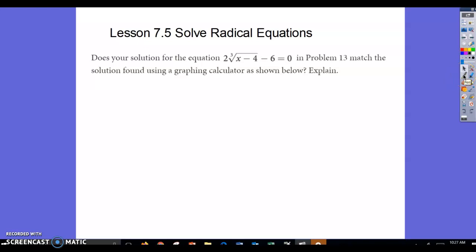Lesson 7.5. We're going to do some examples to get you started on your assignment. So it says, does your solution for the equation in problem 13 match the solution found using a graphing calculator as shown? Explain.